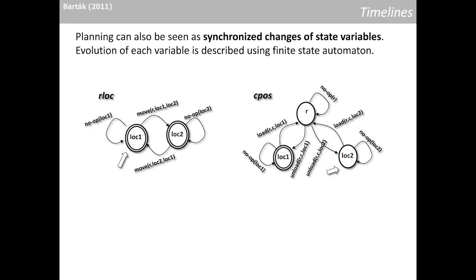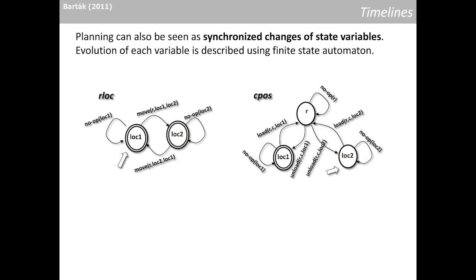We can describe how one state variable is being changed by action using a finite set automata. These are two automata describing the problem from our example: the location of the robot and the position of the container. The location of the robot, the automaton on the left, has just two states, location 1 and location 2. Move actions are the only actions that are changing these states, and all other actions are encoded in the no-op operation here. The automaton on the right is probably more interesting because there are three states for the position of the container: location 1, location 2, or being on the robot.